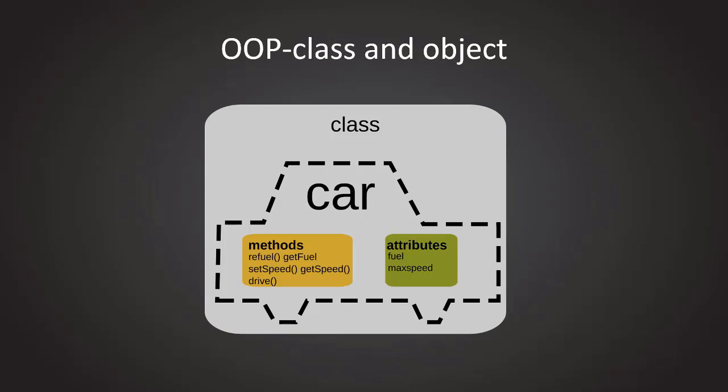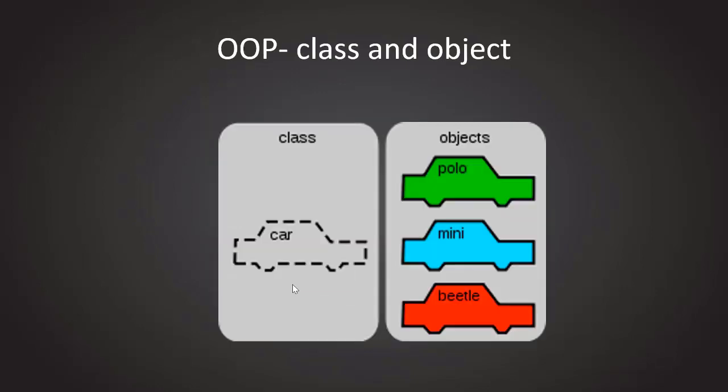As you can see, it's a blueprint of a car. We have attributes over here and some behaviors the car may have, like refuel, set speed, drive, etc. Once we have the class, which is the blueprint of the car, we can produce a real car, which we call an instance of the class. We can produce different instances with the car class. We got objects, Polo and Mini.